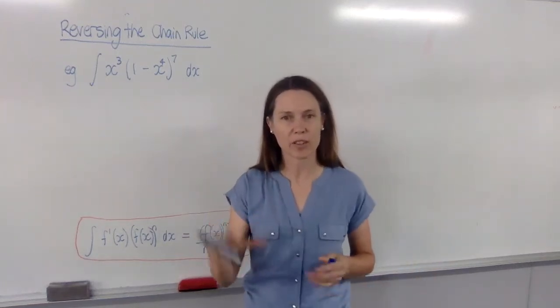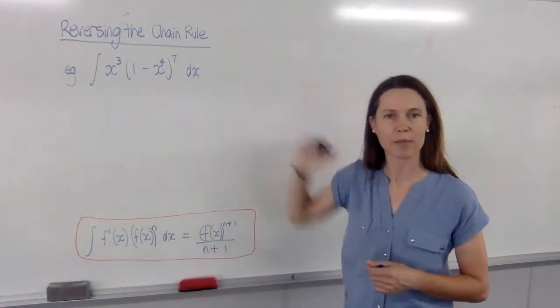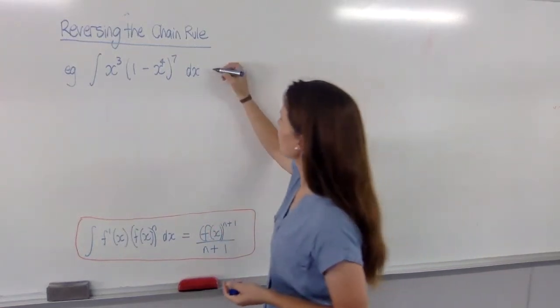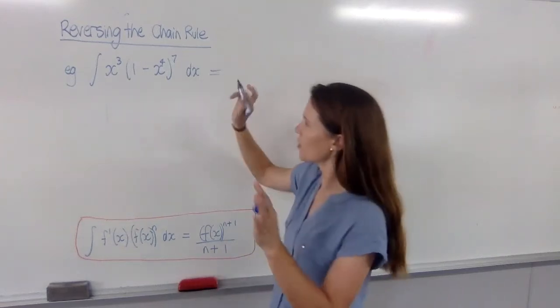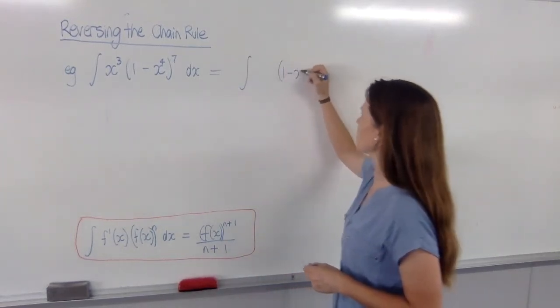Write down the question that you want to do, and then change your question so it's the same as the one that you've been given. So I'm going to start by just rewriting the question. I'm not going to integrate anything yet. And I'm going to say, this is what I would like to integrate.